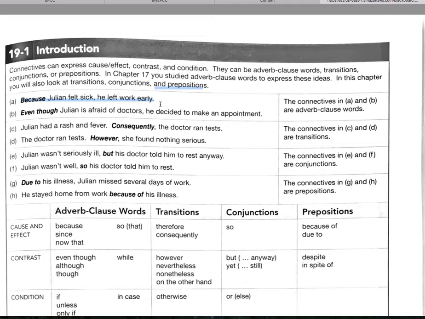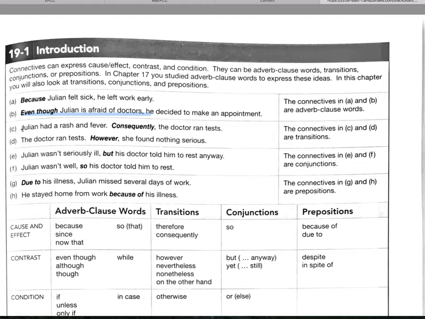He left work early. And then on B, even though Julian is afraid of doctors, he decided to make an appointment. Even though also introduces the adverb clause, but this is showing contrast. Okay? The connectives in letters A and B are adverb clause words. Because introduces here in A a cause and effect, and even though introduces a contrast. Okay?